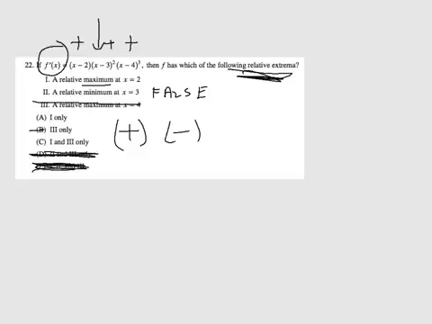So it's not going to be that one. It's not going to be that one. A is the only possible value. Let's kind of talk about that a little bit more.